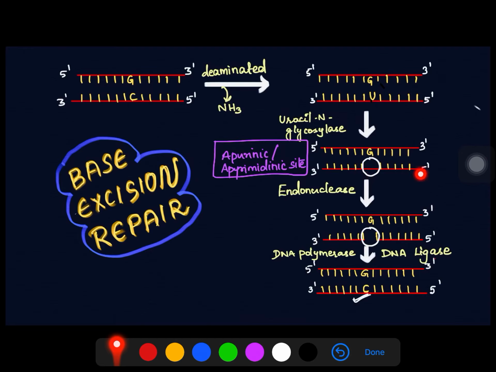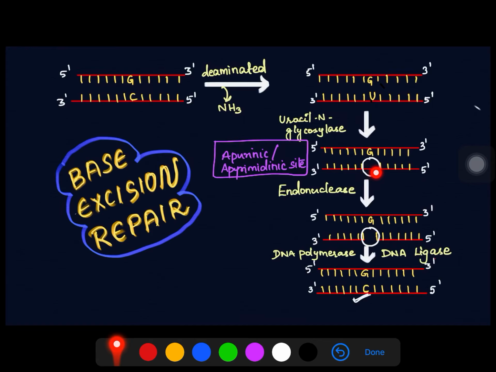Before that, the strand site without any base is called an apurinic or apyrimidinic site, also called an AP site. If a purine is removed, it is apurinic. If a pyrimidine is removed, it is an apyrimidinic site.